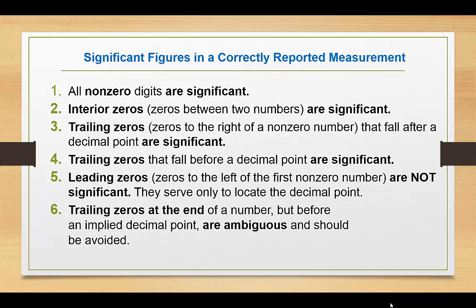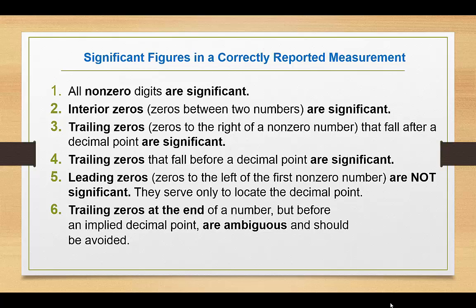Now before I can look at the rules for carrying out the calculations, I need to know how to evaluate a simple number that's been reported to me. Okay? So if I gave you a number, how would you know how many significant figures are in it? And that's what you're seeing in front of you. You're seeing the rules for determining how many significant figures there are in a correctly reported measurement.